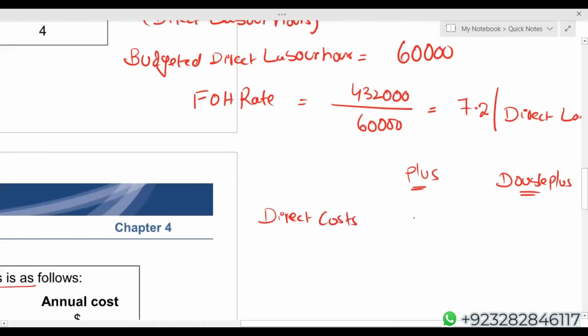Direct cost is 12 and 24. Now we simply need to add the production overhead cost. Please look at this. The FOH rate is 7.2 per direct labor hour. The FOH rate under absorption costing is 7.2 per direct labor hour.